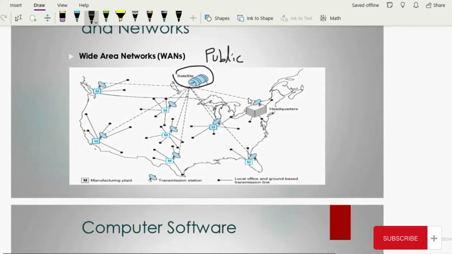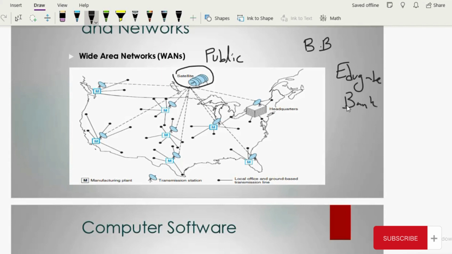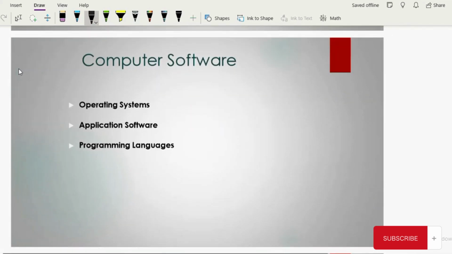So you can see the most common examples, you people use Blackboard, you people use Educate, right? Or you can say you can access your bank account. All these things you are able to access because of the WAN, wide area network, right? Let's talk about different computer softwares.